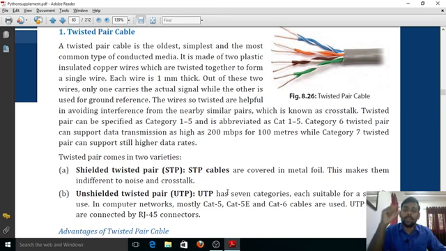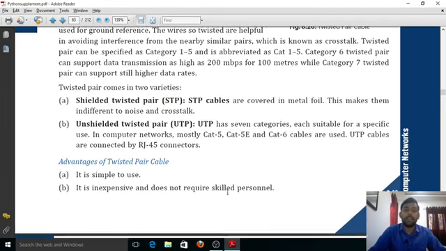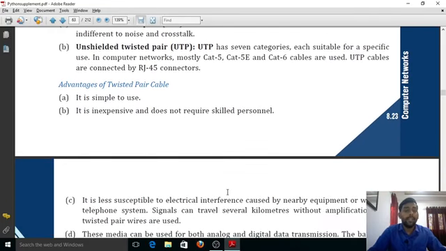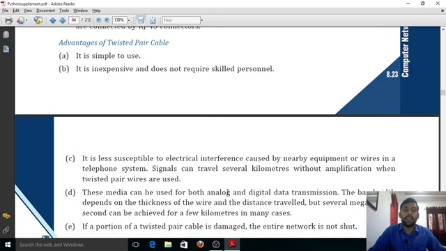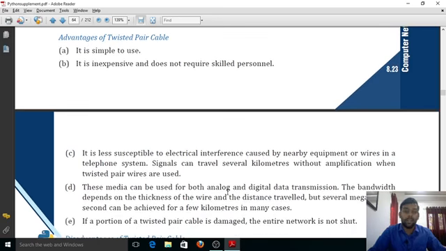Two insulated copper wires, 1 millimeter thick, are twisted around each other, one for data transmission, the other for ground reference. To avoid interference, that's why the structure is twisted. Then there are 2 types: shielded and unshielded. Then advantages: it's simple to use, of course. It is inexpensive and does not require any skilled personnel for implementing.